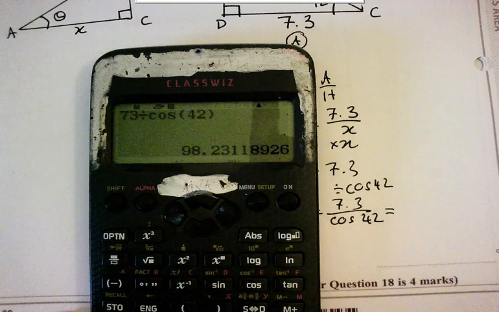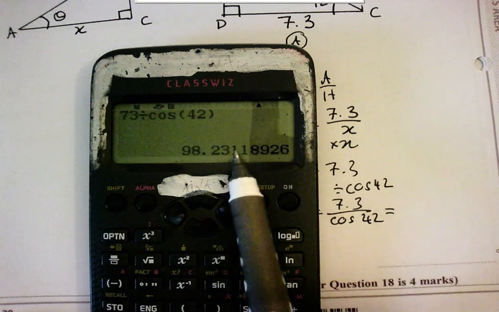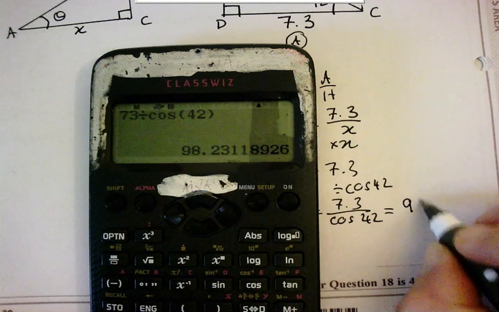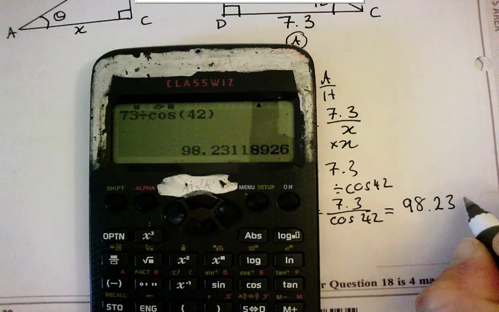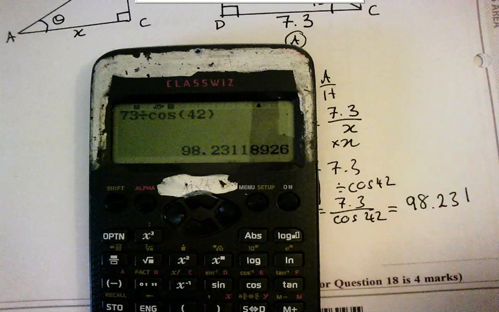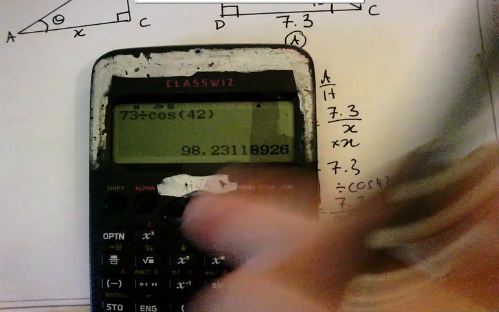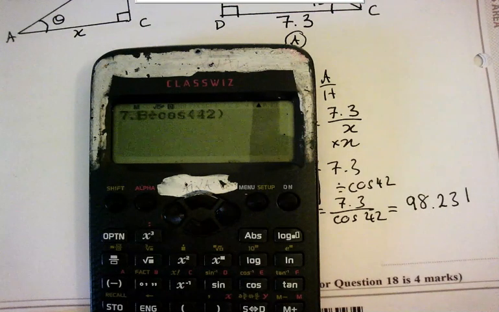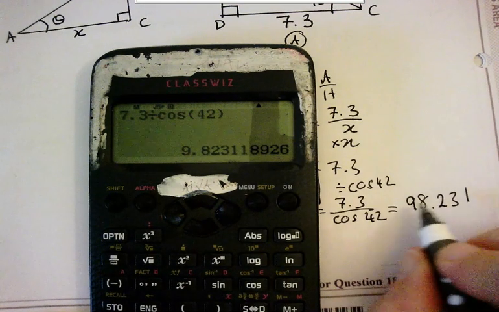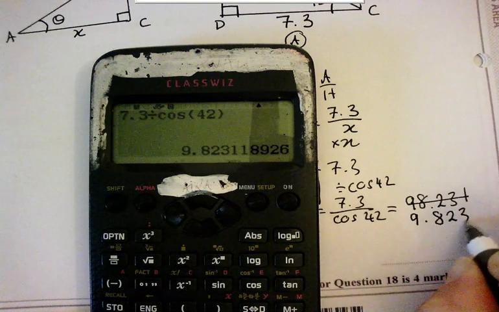I'm going to do a few more degrees of accuracy. They want the answer to 1 dp, so I'm going to go to 3 dp. 98.231. I was thinking that sounded way too big. It's because I've for some reason typed in 73, not 7.3. 9 point, that sounds better, 9.823.